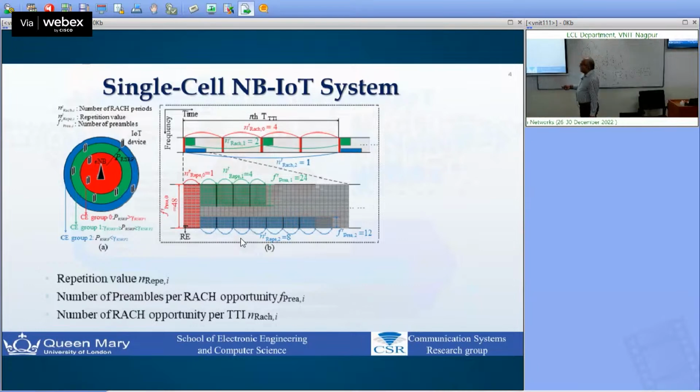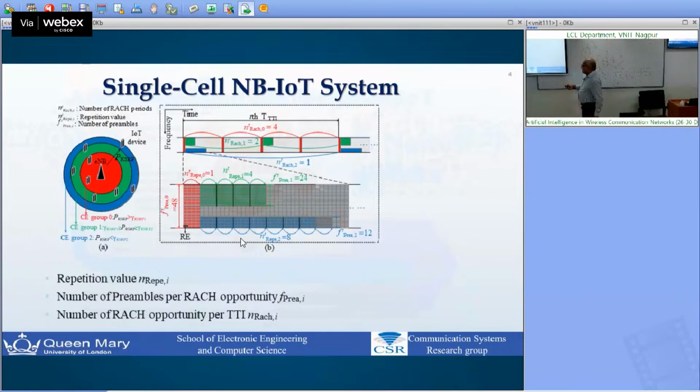Therefore, the repetition value should be one of the powers of 2 up to 128: 2, 4, 8, 16, 32, 64, 128. One of the values should be allocated for each region by the base station.